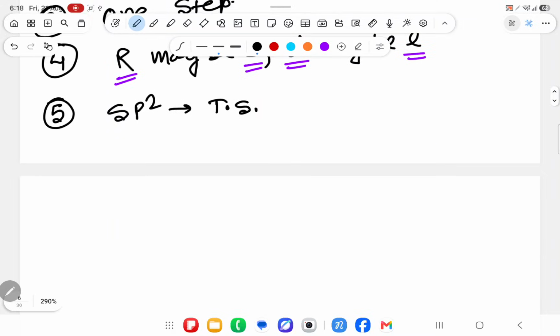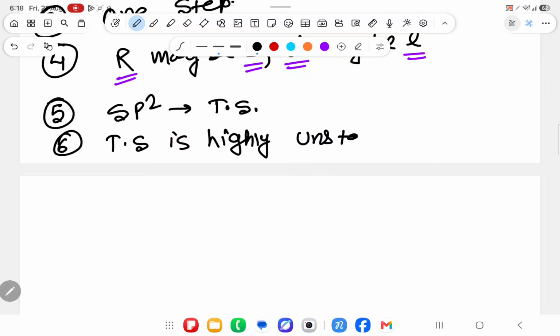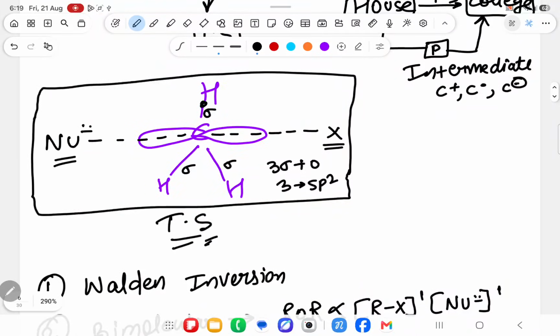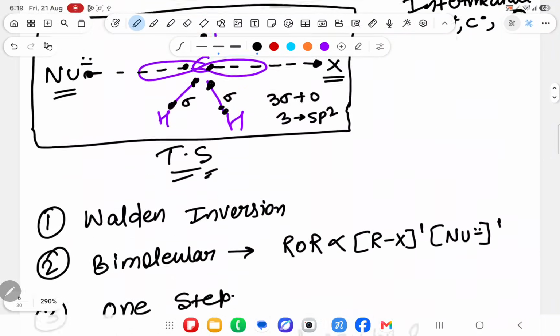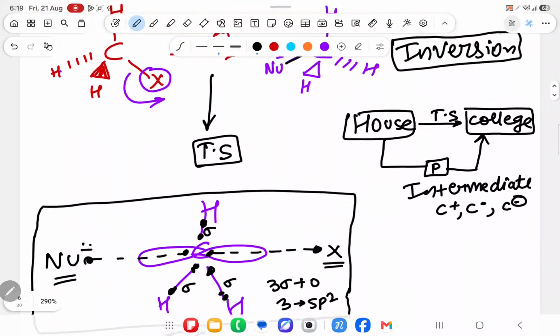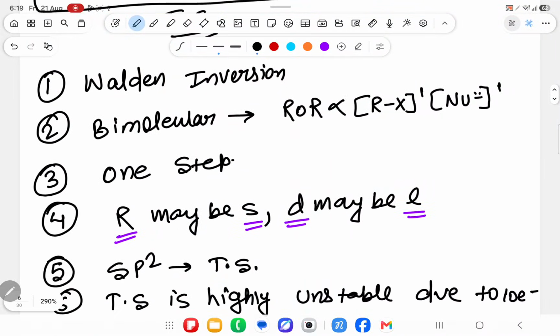The transition state is highly unstable. Why? How many electrons does it have? 1, 2, 3, 4, 5, 6, 7, 8, 9, 10 electrons. It has a total of 10 electrons. So SN2 will give an inversion product. It has only one step, it is bimolecular, Walden inversion. It depends upon the alkyl halide as well as the nucleophile.